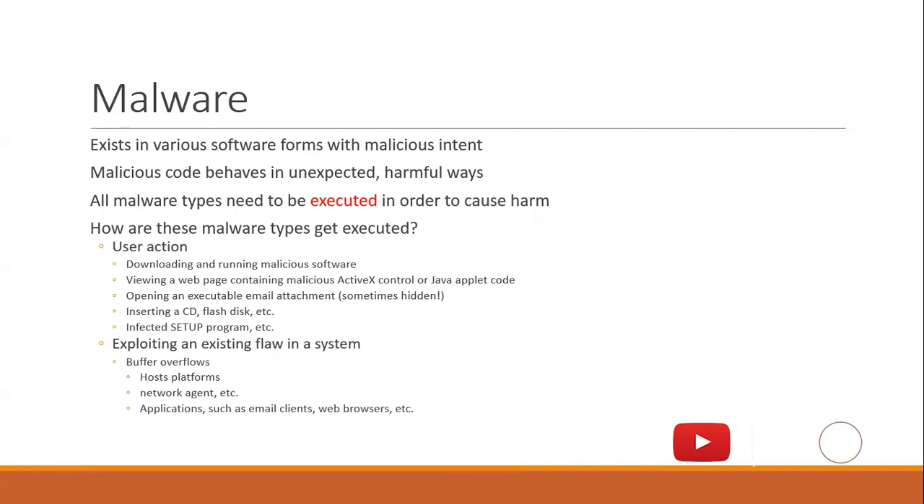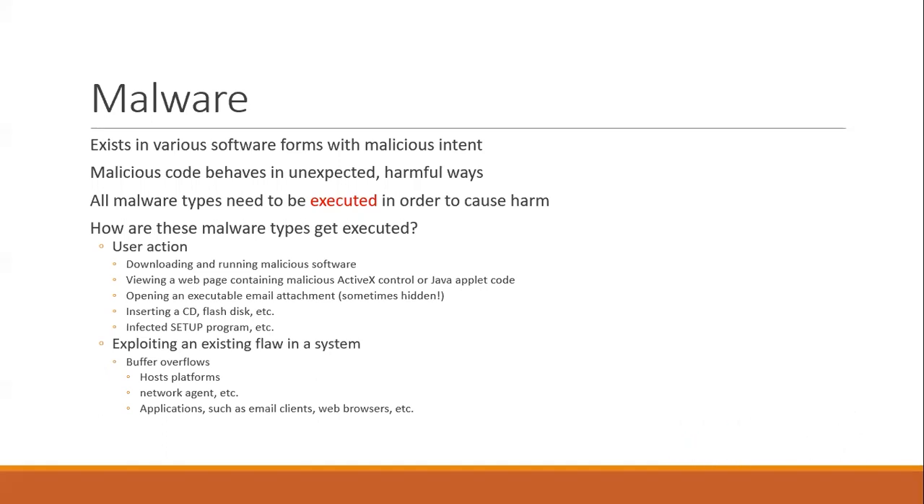So how do these malware types get executed? User action. Sometimes you have to take an action. An email comes to you and you open the images, or something on a CD, or in setup programs, or some ActiveX control that you enable. A dialog box comes up, you want to execute, and you click yes. So downloading and running malicious programs. These are the different kinds of user action. You have to take some user action, and then the malware will be executed.